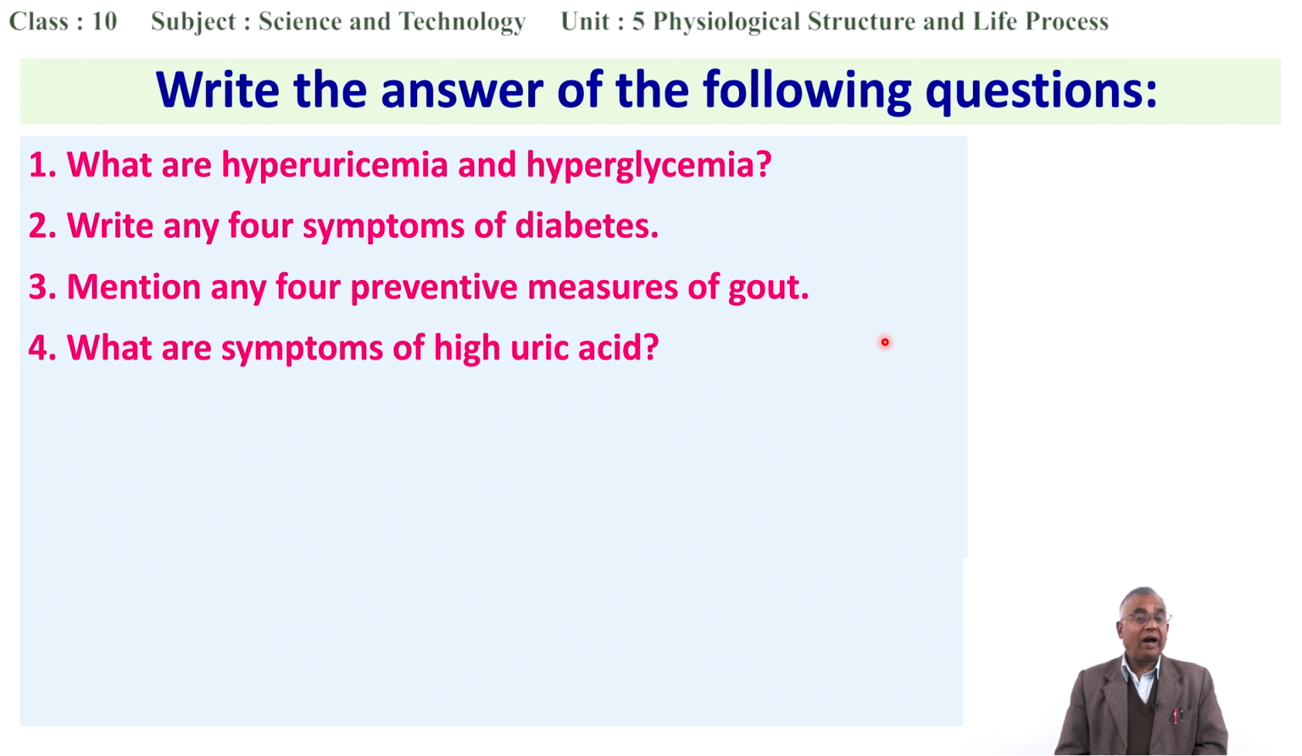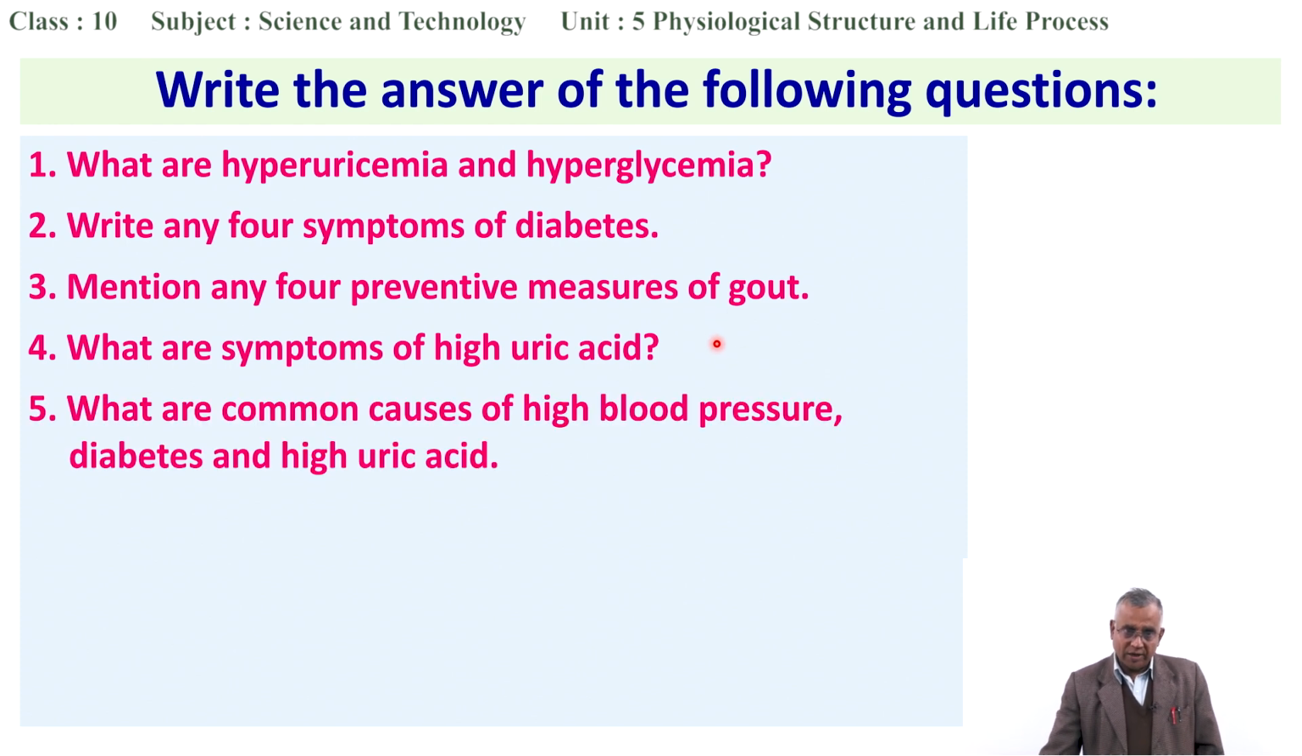What are the symptoms of high uric acid? A similar question. But high uric acid doesn't mean that it is gout. Maybe different. But here there are not more symptoms, only one: the increased level of uric acid. Other things will be similar, so don't be confused here. What are common causes of high blood pressure, diabetes, and high uric acid? You have to find out by analyzing them.